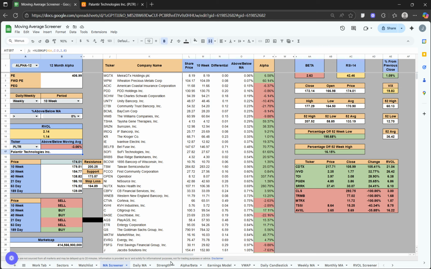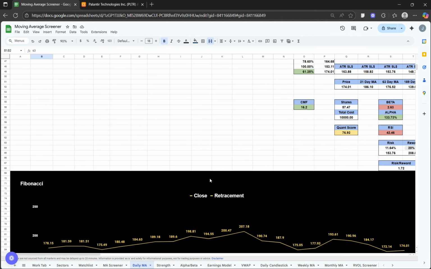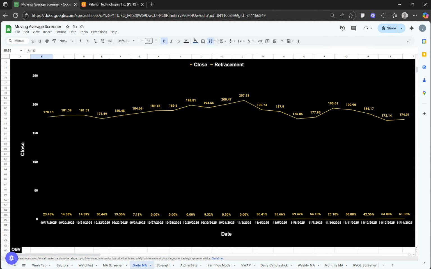If we go to our daily chart here and we go down to Fibonacci, we are at the 61.35% level, which is the golden zone. This was concerning, but we did pivot back into the golden zone, so this could be creating a great opportunity to get into Palantir. We haven't seen it at this level. It was at 59.42% on 11/6.